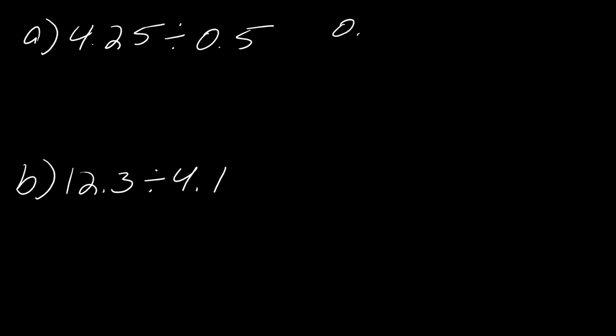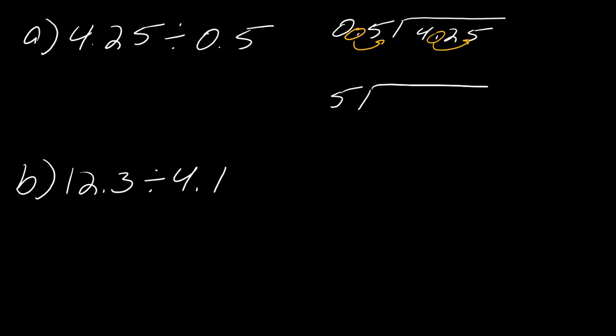Okay, so I am once again dividing by a decimal. So I have 4.25 divided by 0.5. Since I am dividing by a decimal, I am going to take this decimal point and move it one spot this way, and I'm going to do the same thing here. So now my division problem is 5 into 42.5, and so now we can just run with this. How many times does 5 go into 42? That would be 8 times. 8 times 5 is 40.